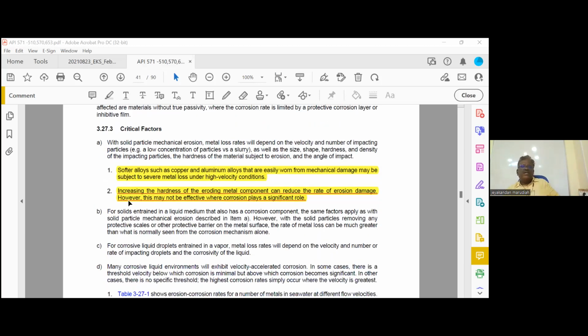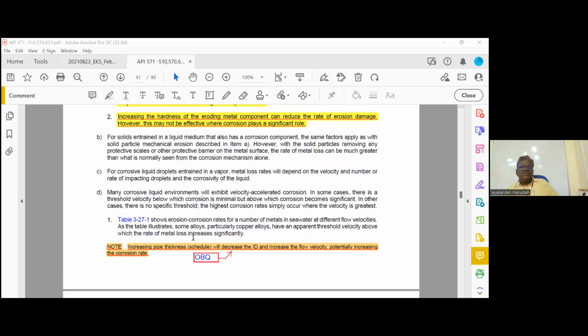Critical factor, highlight the 2. Increasing the hardness of the eroding metal component can reduce the rate of erosion damage. However, this may not be effective where corrosion plays a significant role. Then last line, open book question, same first this page. Increasing the pipe thickness will decrease the ID. So when you see pipe, the OD is constant. When you increase the thickness, ID will be reduced. So there will be more pressure actually, and increased velocity, potentially increasing the corrosion rate.